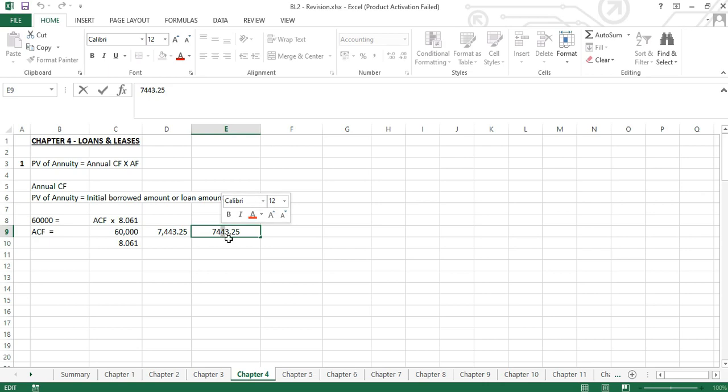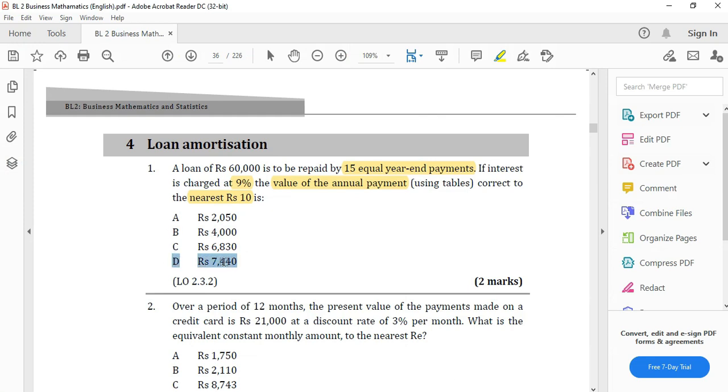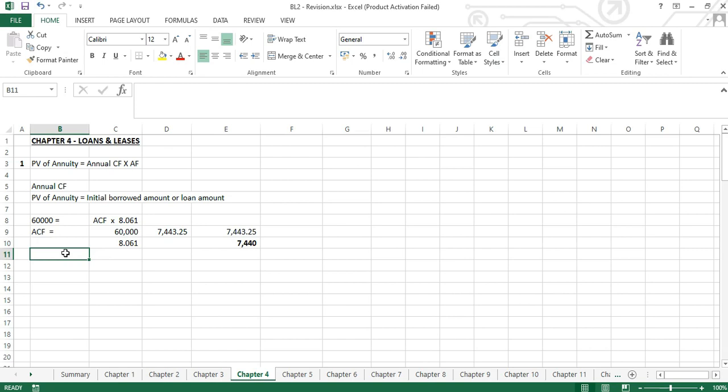So what will be your answer? Therefore, it will be 744. And we need only up to the nearest 10th, which is the 10th place value. So the rest will be 0. And the 0.000, so that 0 doesn't matter. So the answer will be 7,440, which is answer D. Okay. Next question.